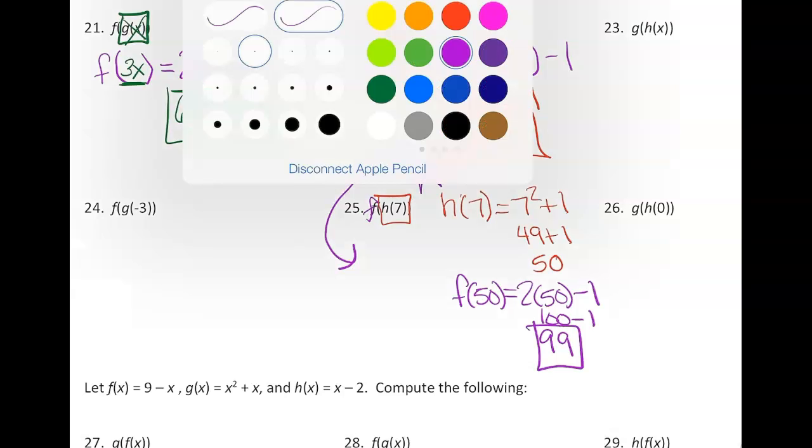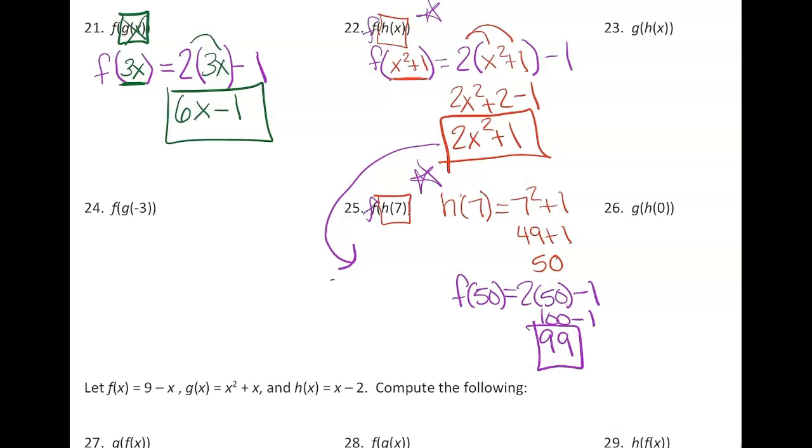Let's use a different color. Blue. So I have 2x is my 7 squared plus 1. 7 squared is 49. 49 times 2 is going to give me 98, plus 1, 99.